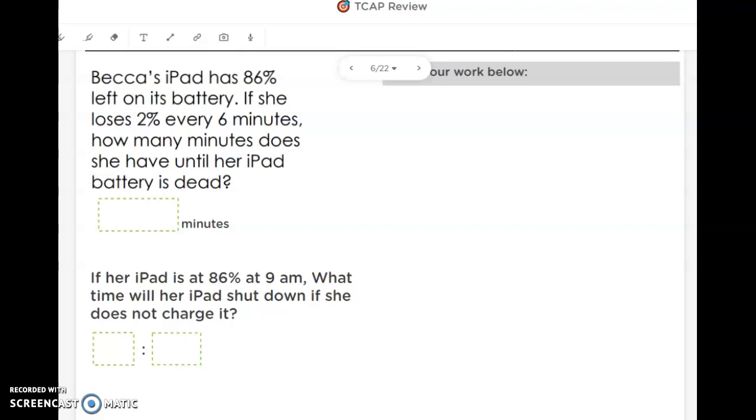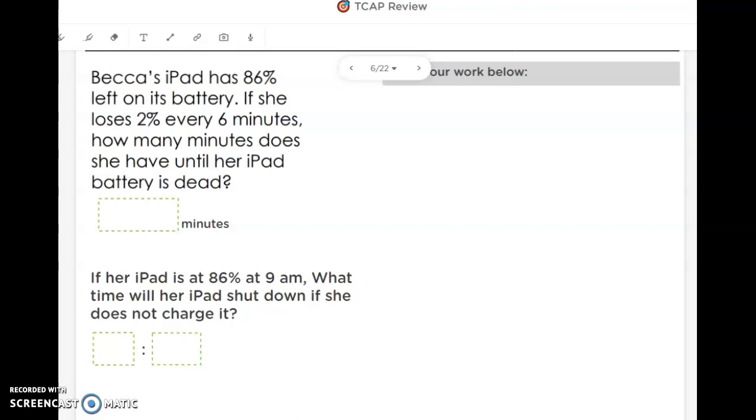Becca's iPad had 86% left on its battery. If she loses 2% every 6 minutes, how many minutes does she have until her iPad battery is dead? So we're trying to solve for that. How many minutes does she have left to play on her iPad before her battery dies?